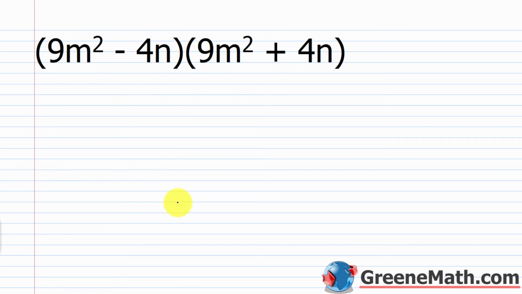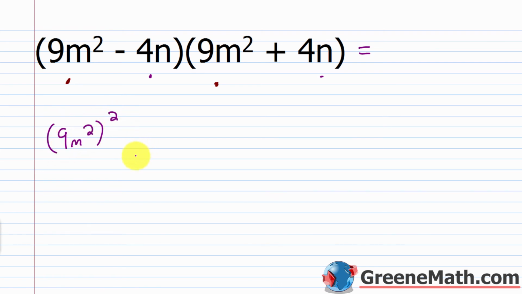All right, what about 9m squared minus 4n times 9m squared plus 4n? So again, 9m squared, and we're looking at 4n and 4n. So we're good to go there. So we'll just start out. We have this first term, and that's going to be squared. So 9m squared is going to be squared.